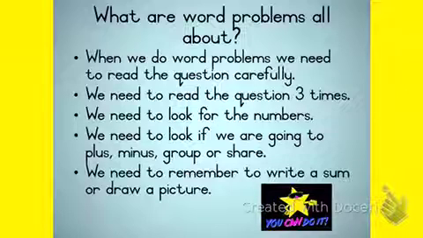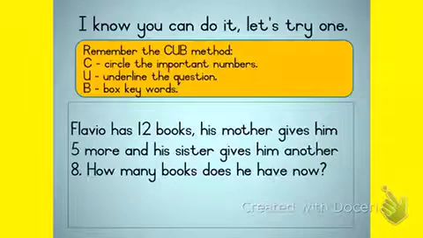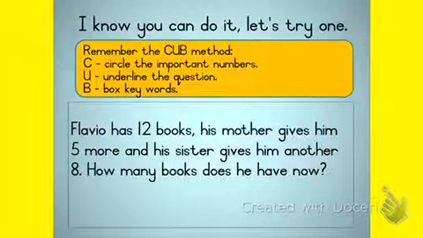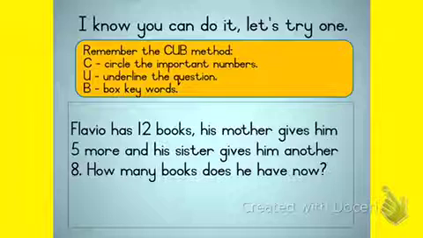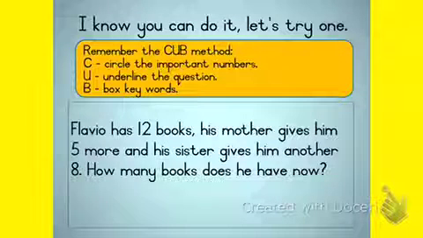And we need to remember to write a sum or draw a picture. Okay, you're allowed to draw a picture, you will get a mark. Okay, try and write the sum, but if not, a picture is fine. So I know you can do it. Let's try one. We must also remember the cub method.